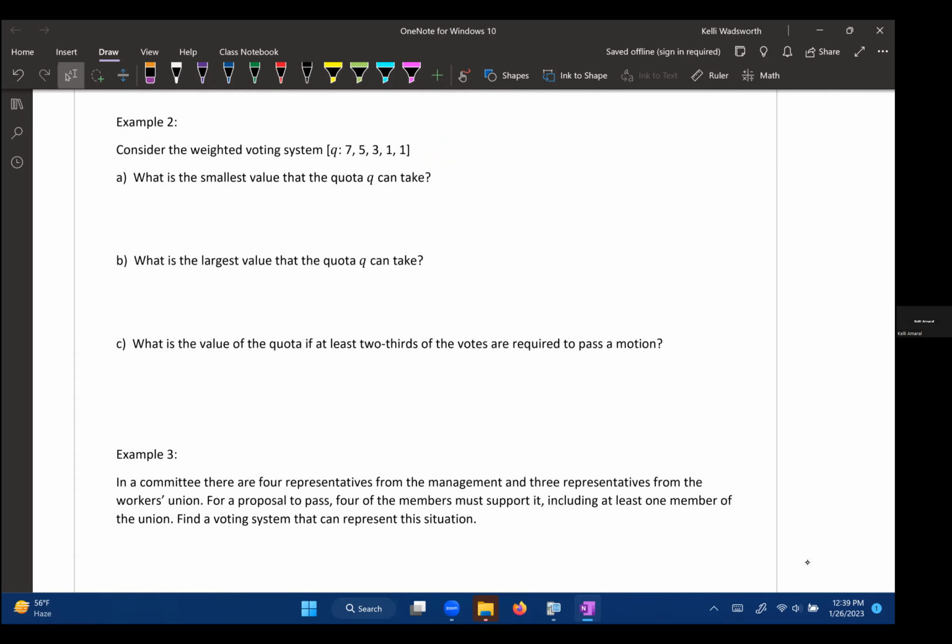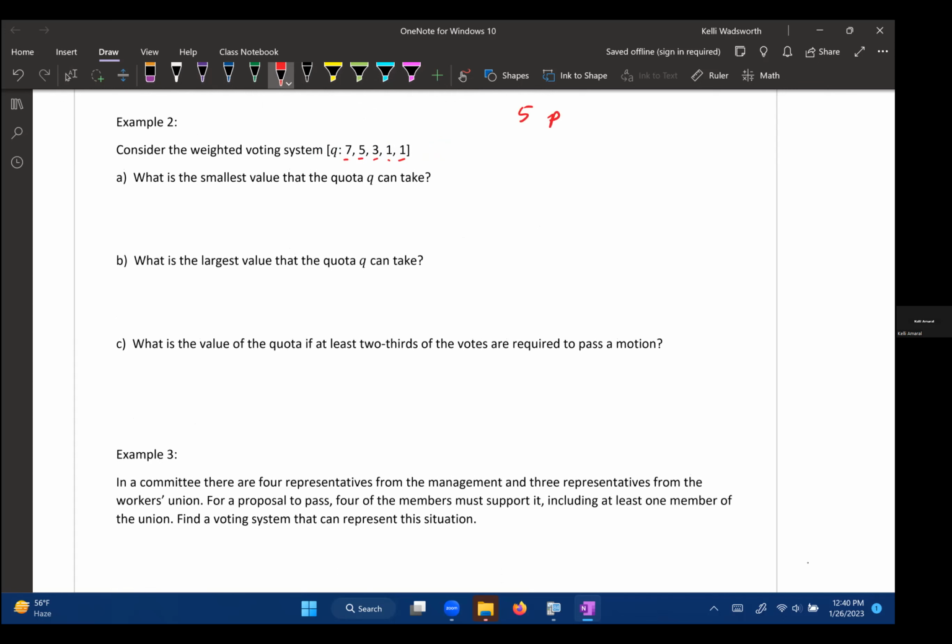Consider the weighted voting system. So notice they give us a voting system. The quota is unspecified, so they just put a Q there. They're saying, we're going to ask you some questions about the quota. But we do know some stuff. We know that there are 1, 2, 3, 4, 5 players.